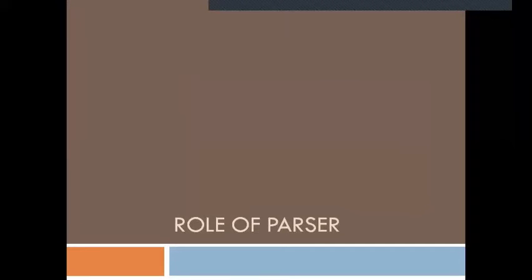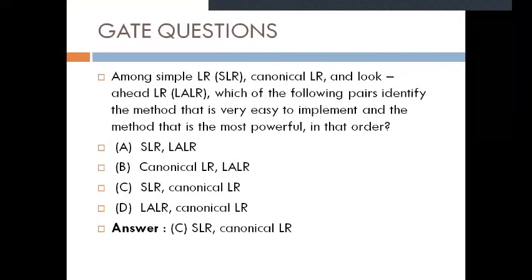Now we are going to discuss some GATE questions in parsers. The first question is, among simple LR, that is SLR, canonical LR, and look-ahead LR, that is LALR, which of the following pairs identify the method that is very easy to implement and the method that is most powerful, in that order? The first option is SLR and LALR. Second option is canonical LR, that is CLR, and LALR. Third option is SLR and CLR. And the fourth option is LALR and canonical LR. The answer is option C, which is SLR and canonical LR.